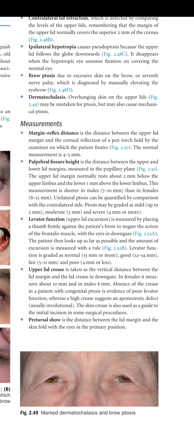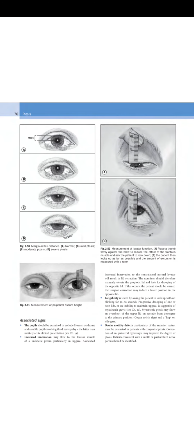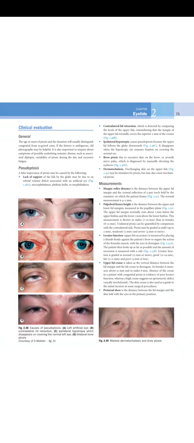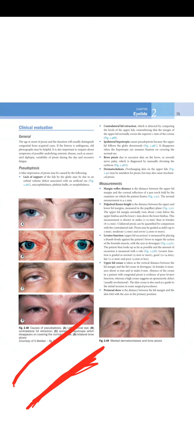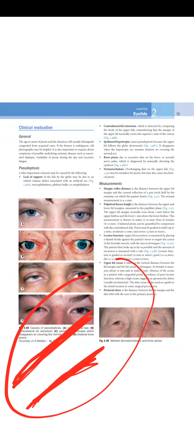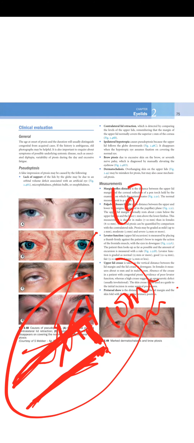Pretarsal show shows the distance between the lid margin and the skin fold with eyes in the primary position. So these are just two other things that you must know. Basically, there is an upper lid, and there is a lid crease on the upper lid as well. So in the down gaze, you measure the distance between the lid margin and the lid crease, and basically it is about 10 millimeter in female and 8 millimeter in male. And if this crease is not present, it suggests the presence of congenital ptosis.